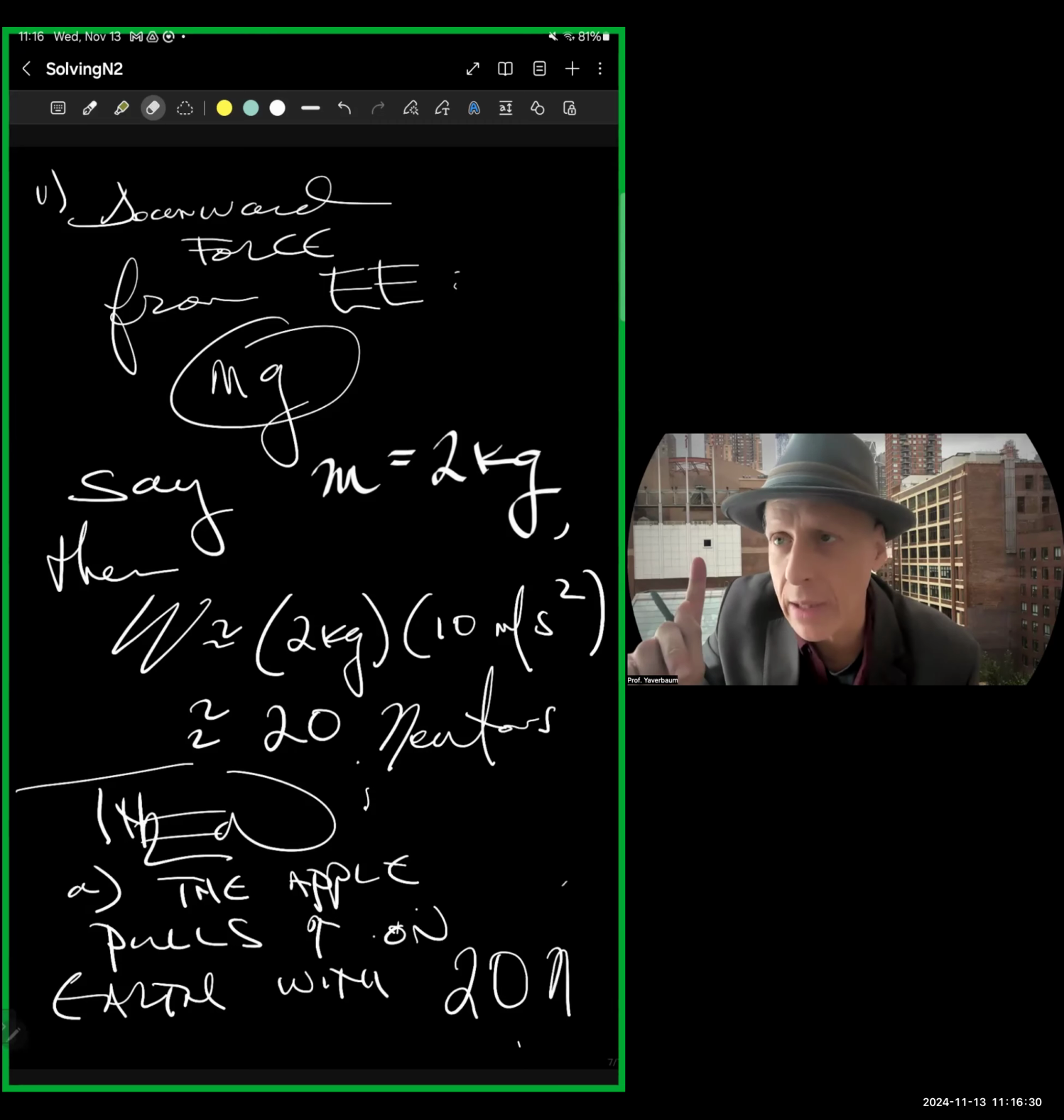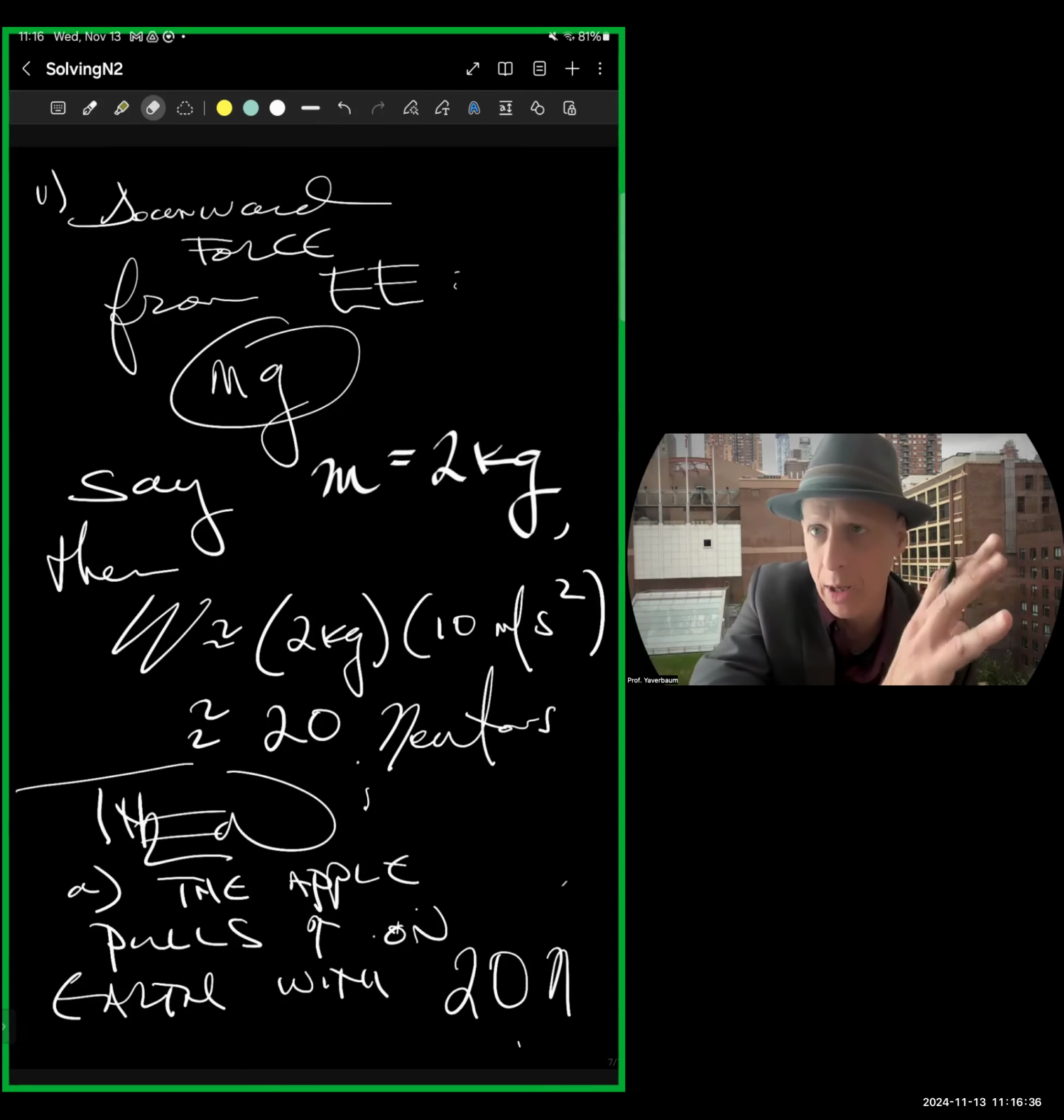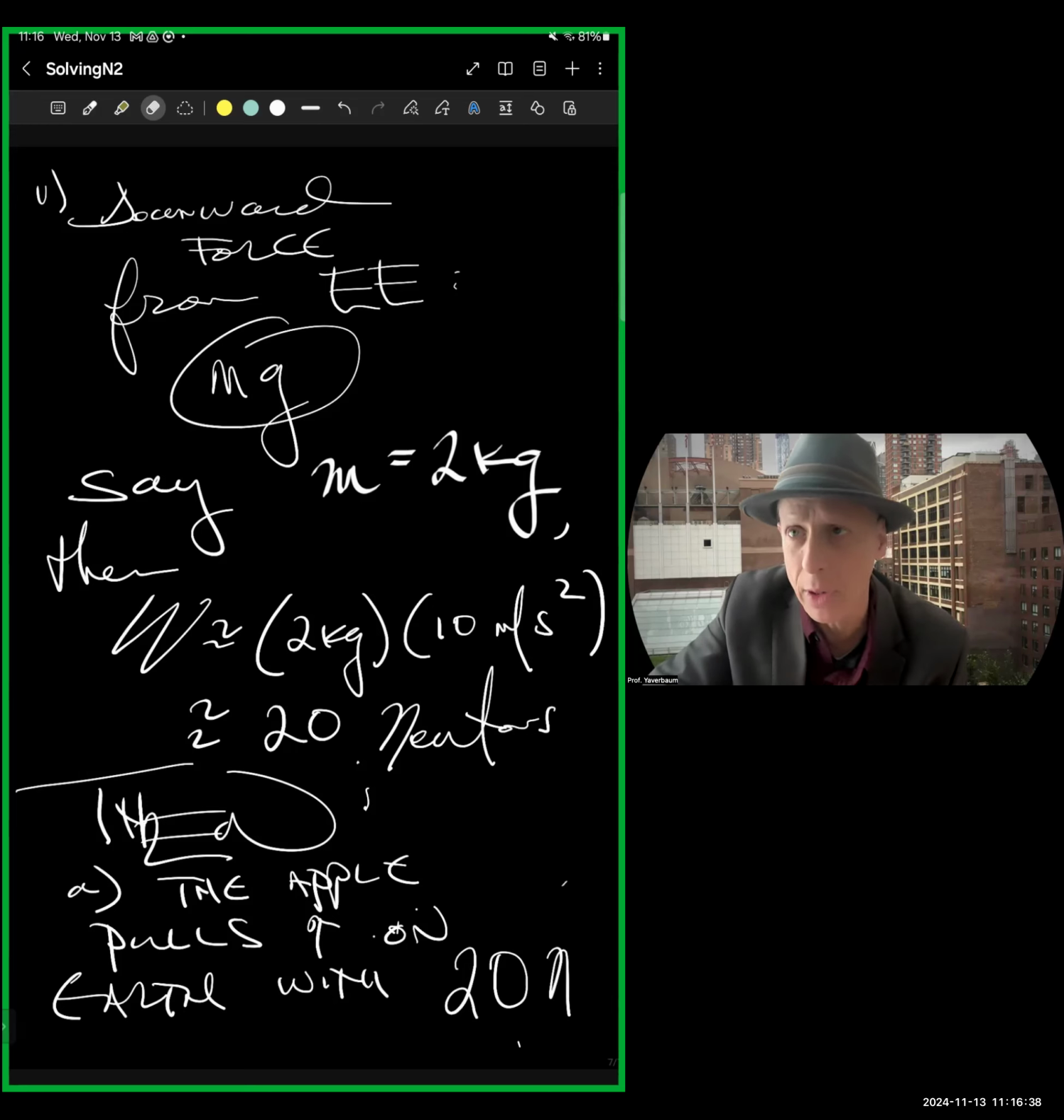If you could picture that the earth is pulling down on the apple with a force of 20 newtons, I mean, again, I'm just making up, not assuming that the apple is a 2 kilogram apple. First of all, that means that the earth is always pulling down on the apple with 20 newtons, whether the apple's falling or not. That's the apple's weight. It's just always being pulled by the earth with that amount.